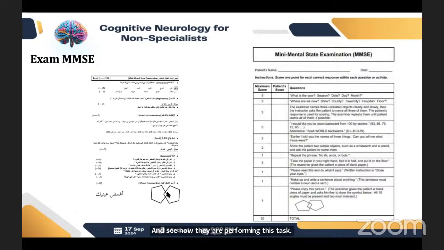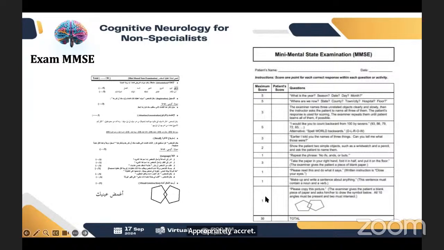And then give them a paper, and on this paper you will write an instruction and tell him, now I will show you an instruction and I would like you to read it and follow the written instruction. So what's written on this paper is, close your eyes. And then you will ask them to make up any sentence, but you have to make sure this sentence contains a noun and verb. Last thing, as you see this shape, you will ask the patient to copy this shape accurately as much as they can.